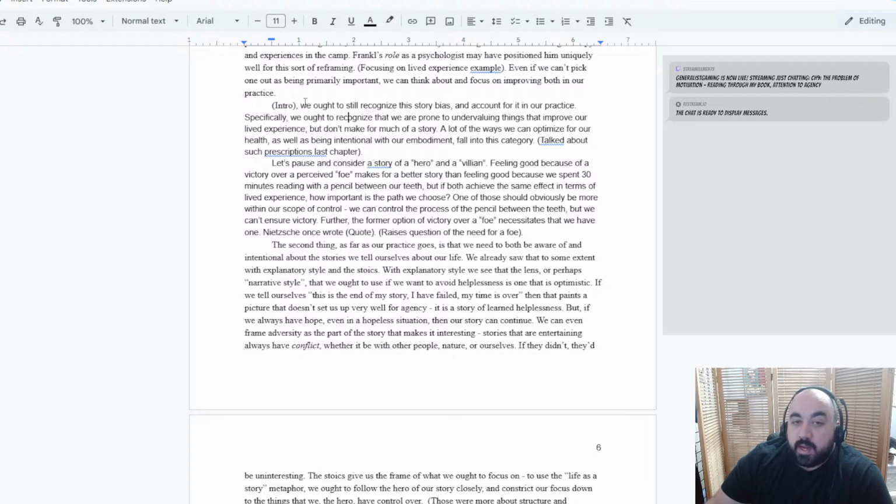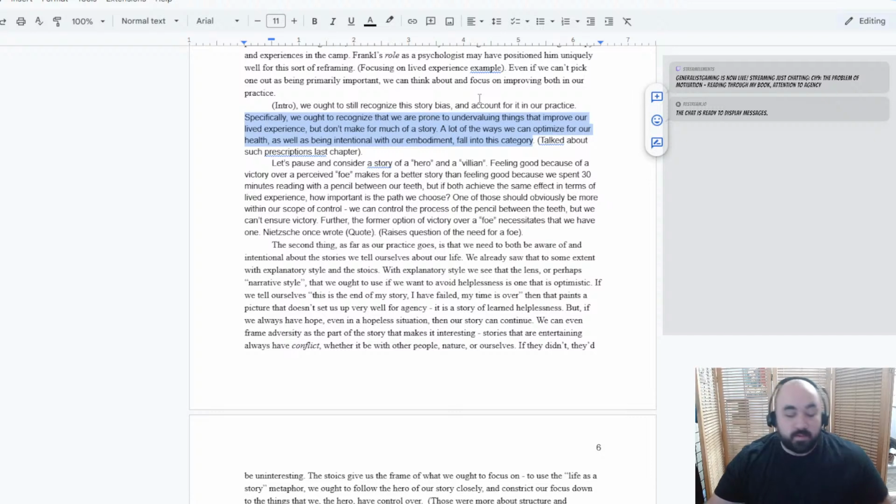We ought to still recognize this story bias and account for it in our practice. Specifically, we ought to recognize that we are prone to undervaluing things that improve our lived experience, but don't make for much of a story. A lot of ways in which we can optimize our health, as well as being more intentional with our embodiment, fall in this category.